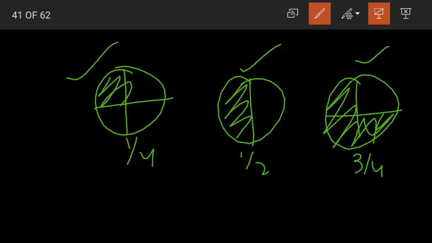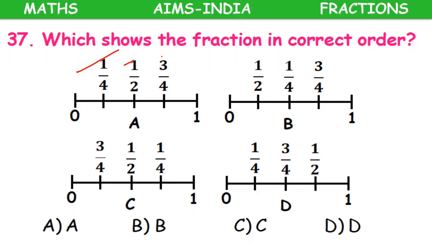Okay, so whenever such a question is given, it's better if you draw the fractions or represent the fractions in a diagram. If you represent the fractions pictorially, then select which is the smaller one and which is the larger one. So 1 by 4, 1 by 2 and 3 by 4 is the correct order, children.